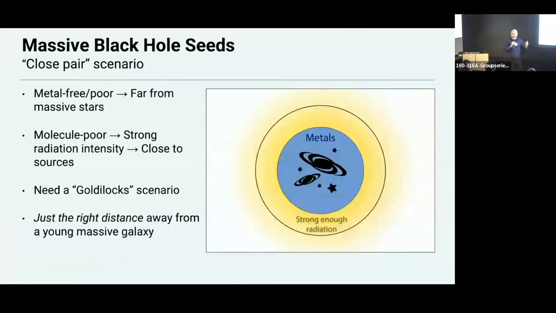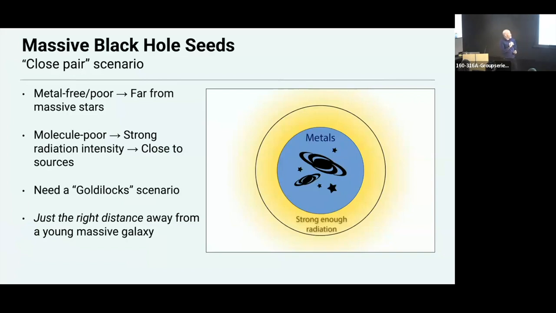Okay, so I'm not going to talk about this scenario much, but this is highly explored in the close pair scenario. Basically, Melanie touched upon this, is that, right, you need metal-free or metal-poor gas, meaning that you need to be far away from galaxies, and you need to have the gas molecule-poor because you can't cool. So you need to be close to these radiation sources. But this sets up a Goldilocks scenario where you have to be in this kind of annulus or shell. It's close enough to the galaxies, but not too close. So just the right distance away from a young massive galaxy.